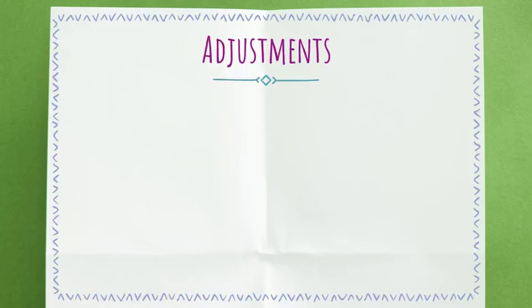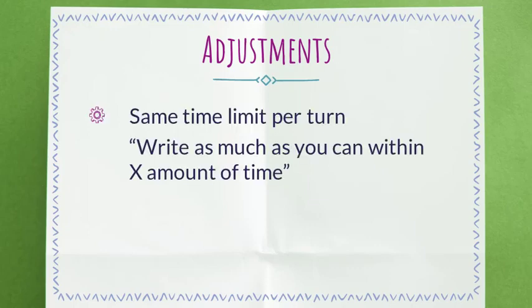So what are some possible adjustments we can make? One adjustment to perhaps avoid the uneven pace would be to give them all the same time limit per turn. So you tell them to write as much as you can within X amount of time. Of course, this needs to make sense for what your learners can handle. It could result in some students writing 3 words. It could result in some students writing 3 sentences. But perhaps this is one way in which we can differentiate what each student can do, what they can contribute to the story.